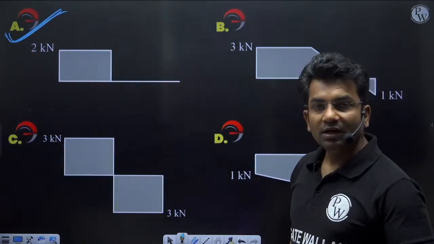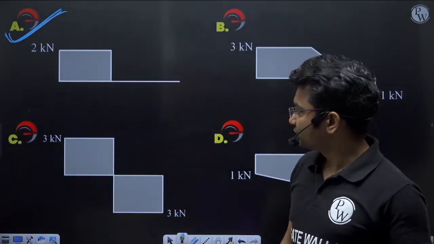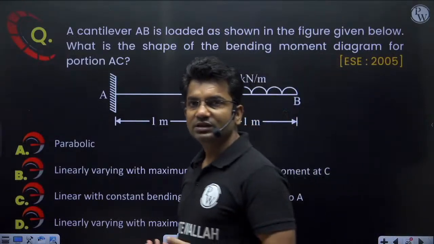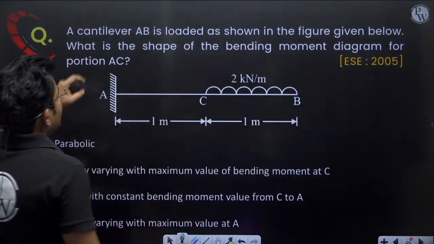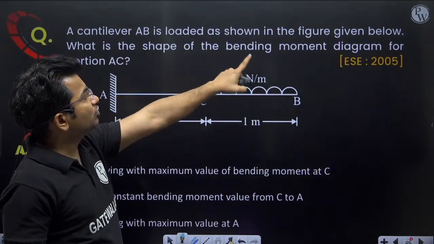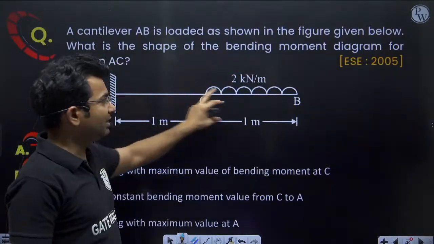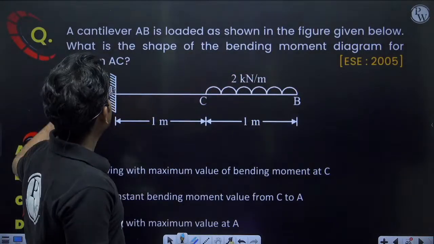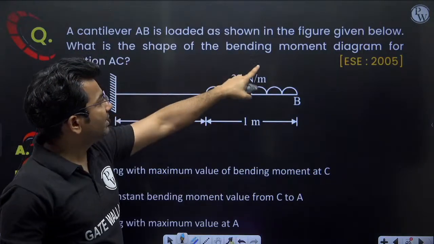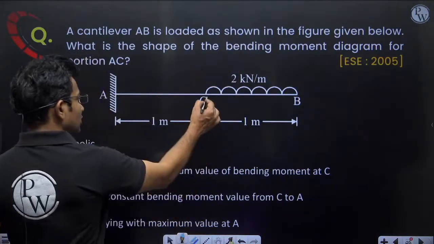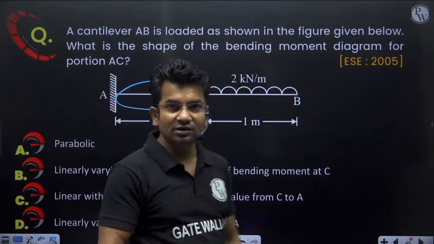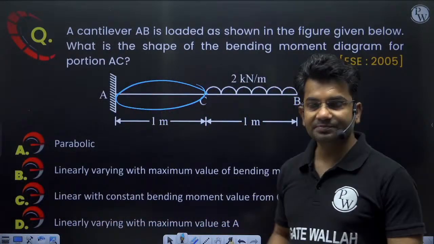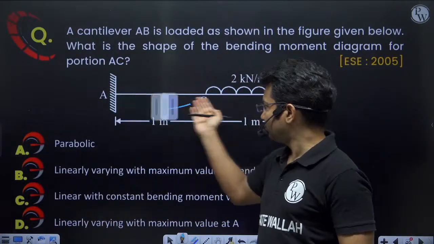Okay, let's move on to the next question. If you have any doubt in any question, you can ask me. Okay, now cantilever AB is loaded as shown in the figure given below. So this is the cantilever beam AB. What is the shape of the bending moment diagram for portion AC? For this portion AC, just think what will be the bending moment diagram. Just think.